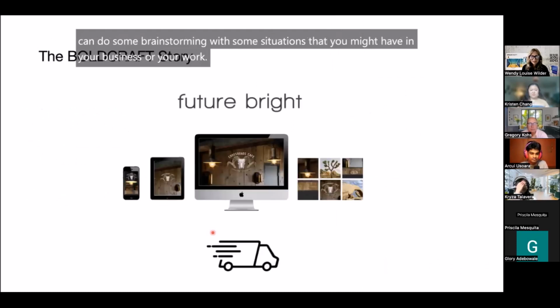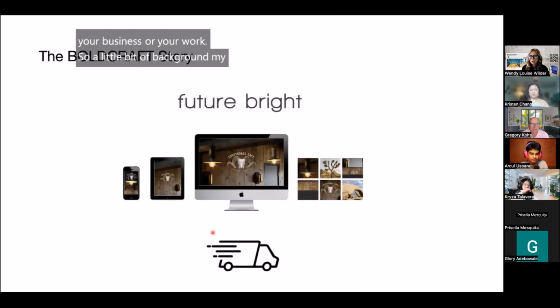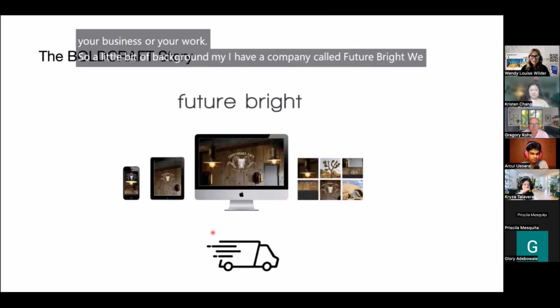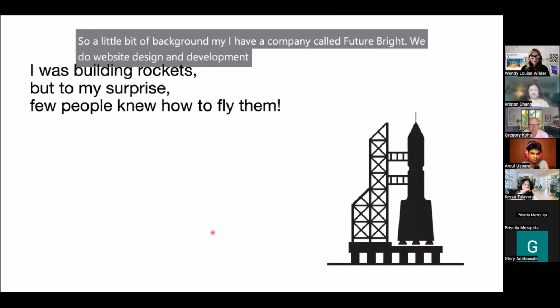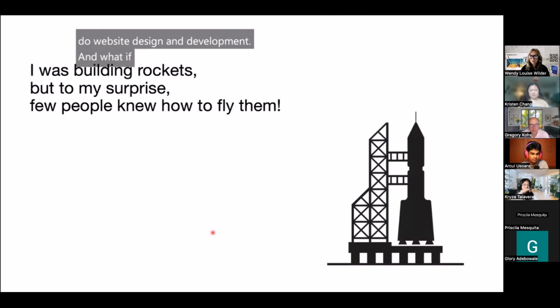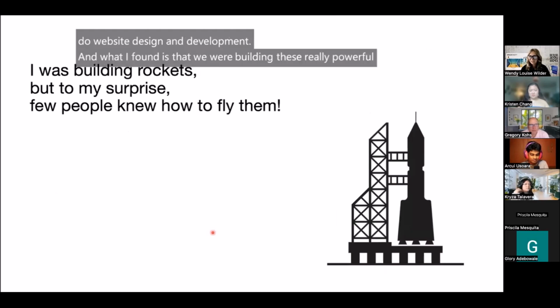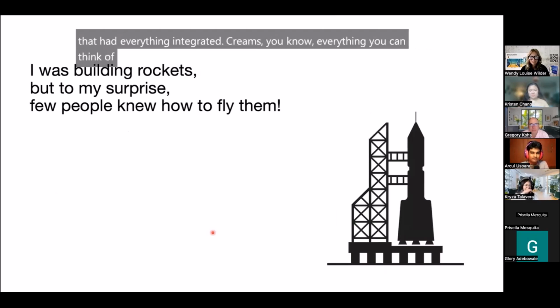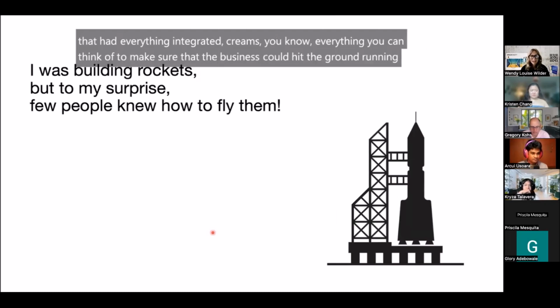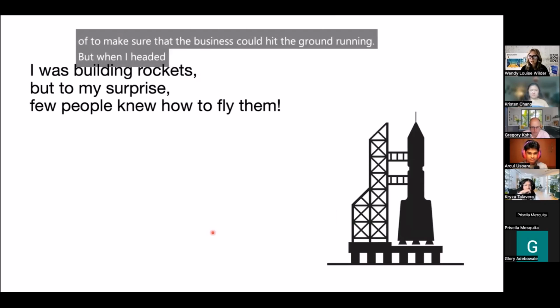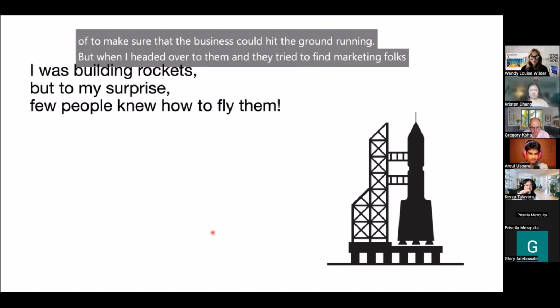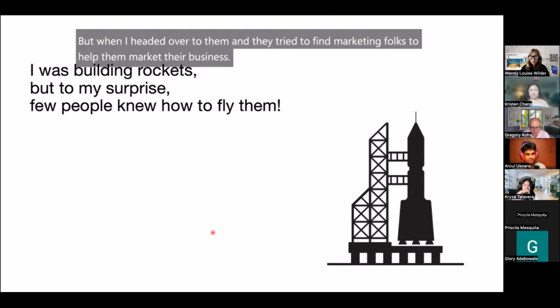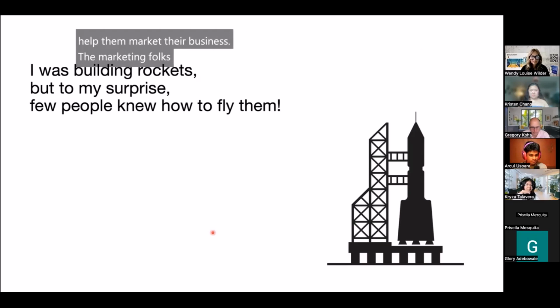So a little bit of background, I have a company called Future Bright. We do website design and development. And what I found is that we were building these really powerful websites that had everything integrated, CRMs, everything you can think of to make sure that the business could hit the ground running. But when I handed it over to them and they tried to find marketing folks to help them market their business, the marketing folks didn't know how to use all these tools.